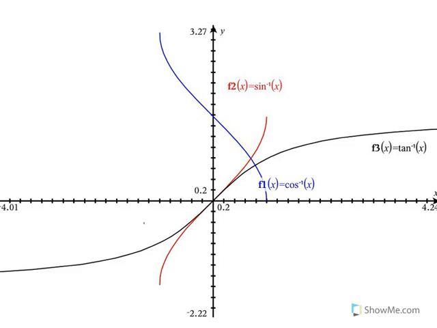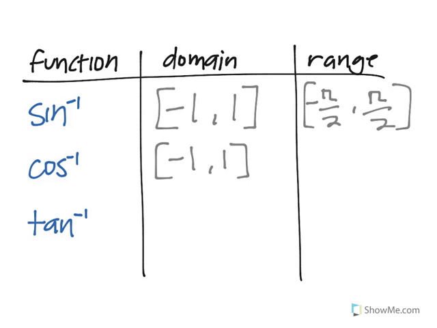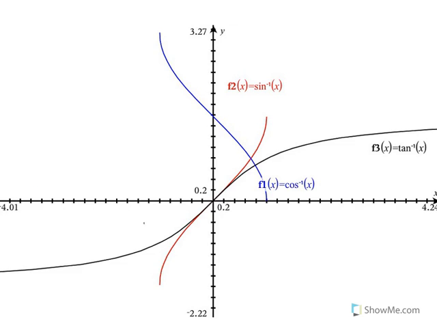The blue inverse cosine graph has a domain from here to here, also -1 to +1, and a range from here to here, 0 to pi.